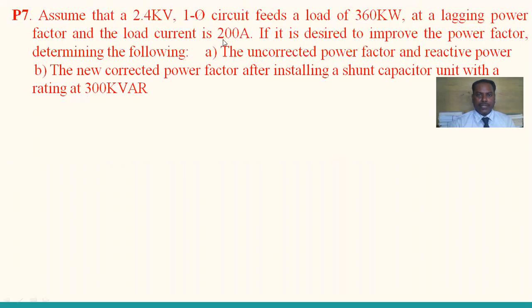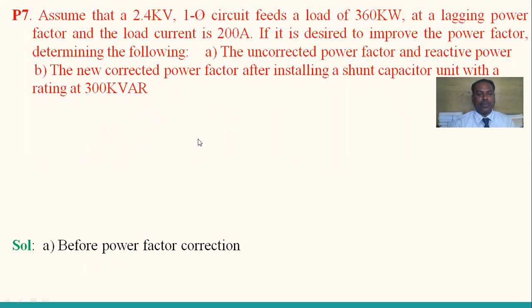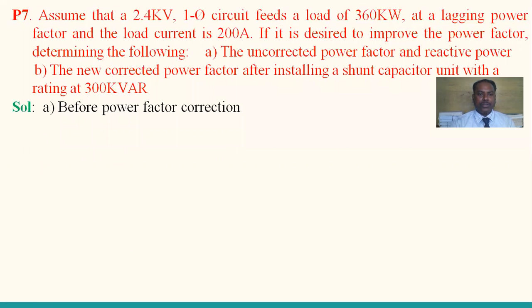So a single phase circuit feeds a load of 360 kilowatt at a lagging power factor and the load current is 200 amperes. It is desired to improve the power factor. So determine the following. What are the unknowns? The uncorrected power factor and reactive power in the first bit. And suppose if 300 kVAR is installed in the line, what is the new corrected power factor? So let's move to the solution.